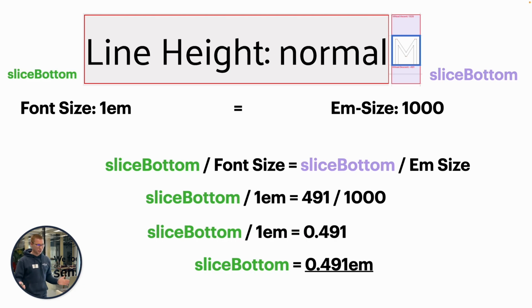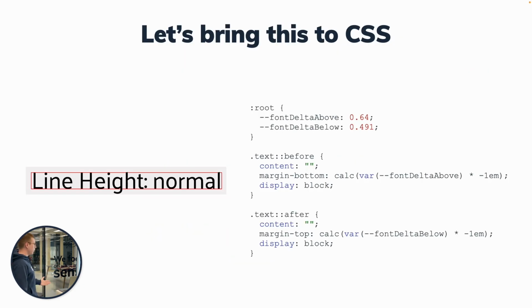And now with these two values, we can go back to CSS. And we can add these values in this little snippet of negative margins. And voila, all of a sudden, this box nicely aligns with the height of a capital letter. It's not taller anymore. It's not smaller. It's exactly what we want.